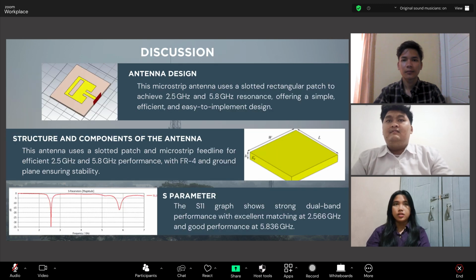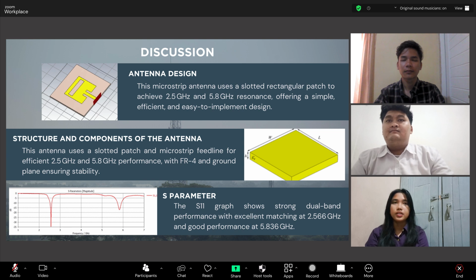So the result and discussion of our project. The first one is the antenna design. In this project, the microstrip antenna is designed using a rectangular patch structure modified with the addition of a horizontal rectangular slot at its center. The purpose of this design is to enable the antenna to operate at two different frequencies, namely 2.5 GHz and 5 GHz, in accordance with existing Wi-Fi standards.